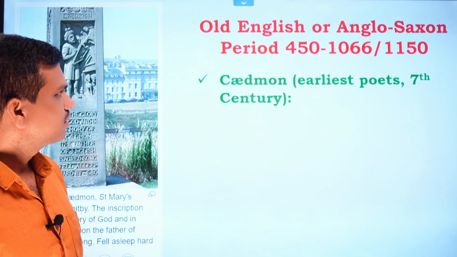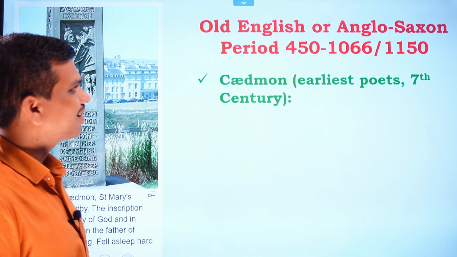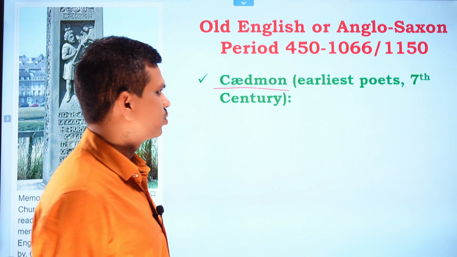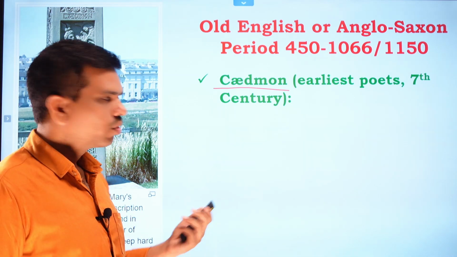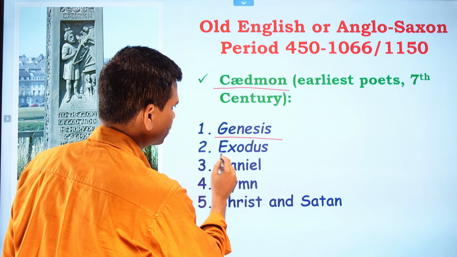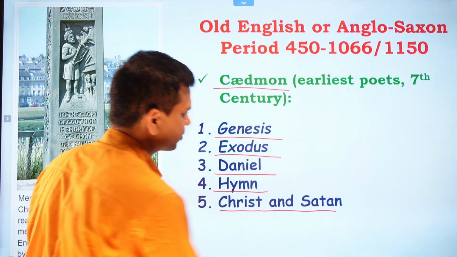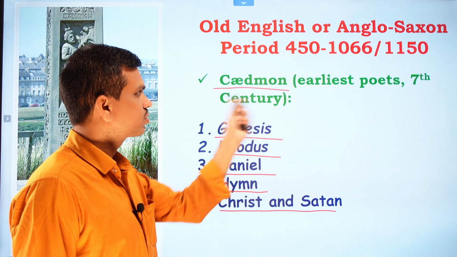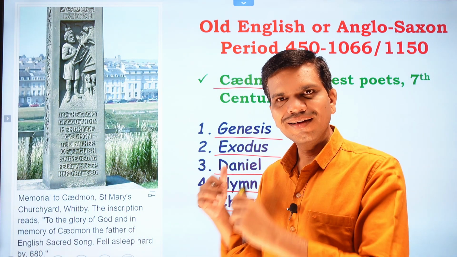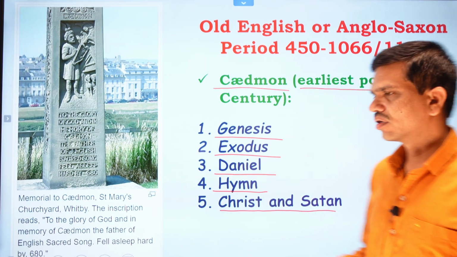Now let's see. Next we have the poet, one of the earliest poets we can call Cadman, and he belonged to the 7th century, and he composed some of the works. Here we have his 5 works. Very first is Genesis, second is Exodus, then Daniel, then Hymn, and Christ and Satan. So these are some of the works composed by Cadman, and Cadman is considered the first known poet in English literature, hence he is called one of the earliest poets in English literature.